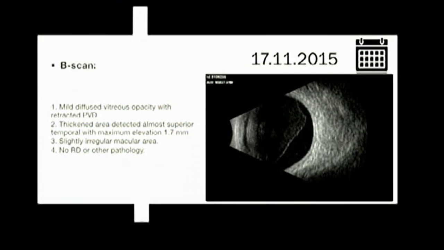On 17th of November 2015, the B scan shows a mild diffuse vitreous opacity and retracted PVD, and a thickening area detected almost superior temporal to the macula, with maximum elevation of 1.7, which was 2.2 before. Slightly irregular macular area and no RD or other pathology. I have to mention that the patient had subretinal fluid and exudative retinal detachment before. On UBM, the patient had a regressed and atrophic ciliary body in November 2015.